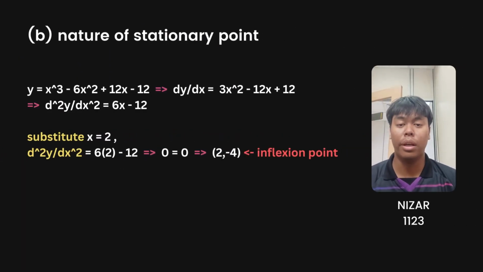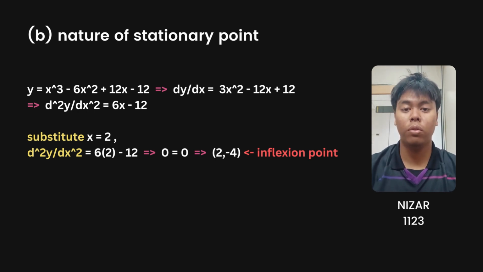Nature of stationary point. Y equals x power of 3 minus 6x power of 2 plus 12x minus 12. We differentiate, we will get 3x power of 2 minus 12x plus 12. And second differentiate, we will get 6x minus 12. And then we substitute x equals 2 into the second differentiate, and we will get 6 times 2 minus 12 equals 0, so we get 0 equals 0. The coordinate we will get is (2, -4). That's the inflection point. Thank you.